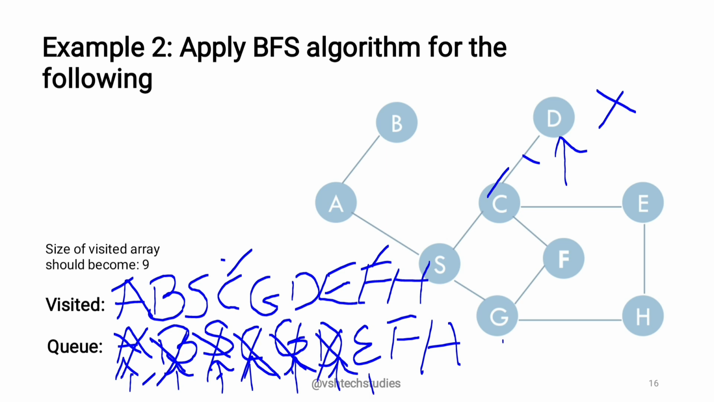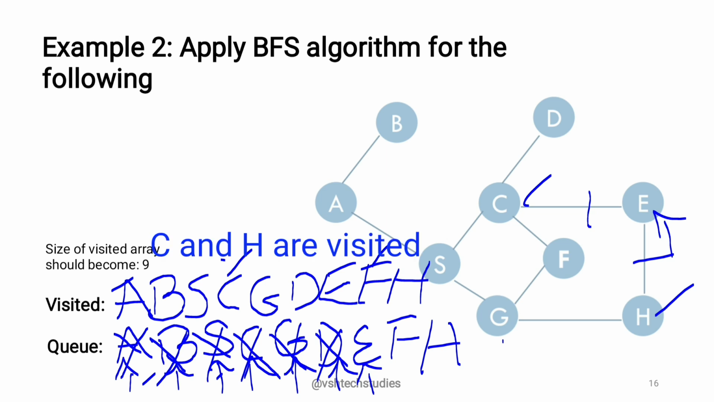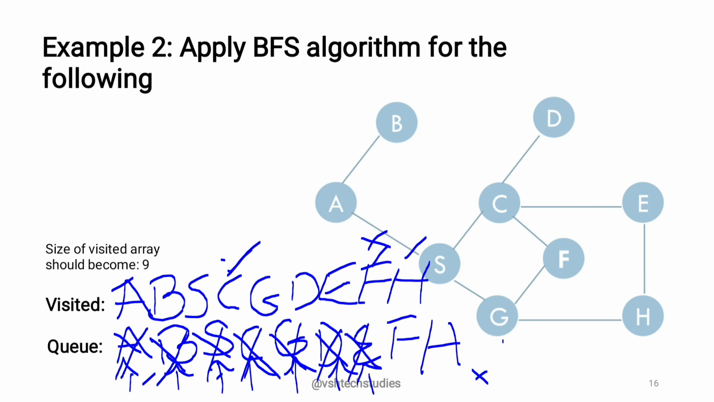The next front of the queue is E. So the E node has to be considered. Its neighbors are C and H. Out of that, C is already visited and H is already visited. Unvisited neighbors are not there, hence nothing to put into the visited array and nothing to put into the queue either. Now the procedure with E is over.